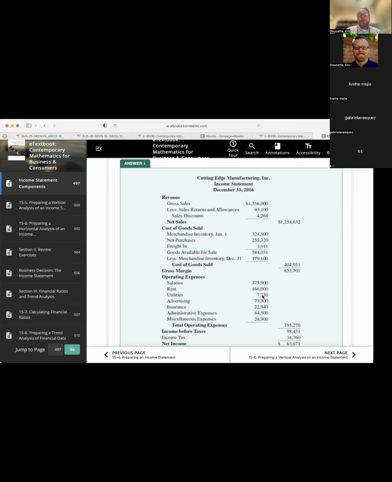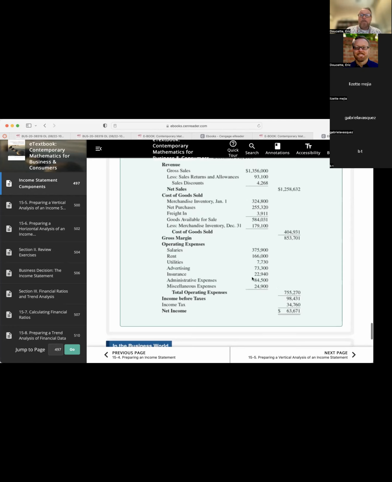However, I still have my operating expenses to remove, so I have to add all those up, which I did, and that gave me a total operating expense of $755,270. I minus that from my gross margin or my gross income, and now that gave me income before taxes of $98,431. I had to take my income tax. Notice how high the income tax is. That's because it's based off of the larger amounts. And then it gave me a total net income of $63,671. That is a profit.